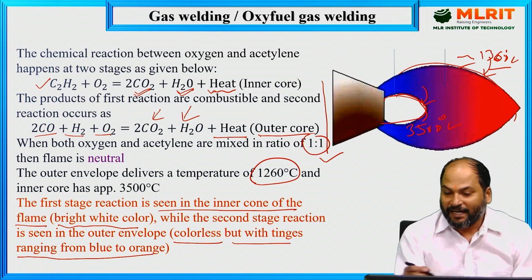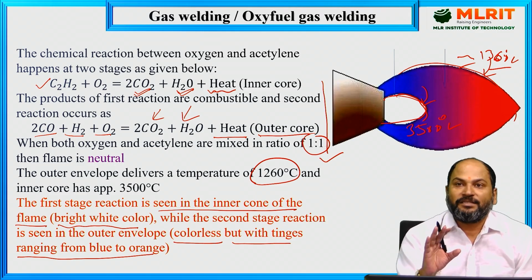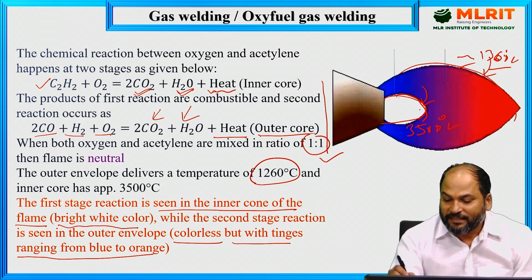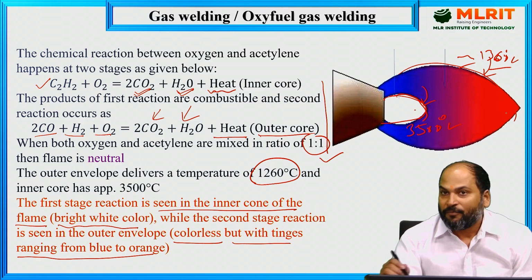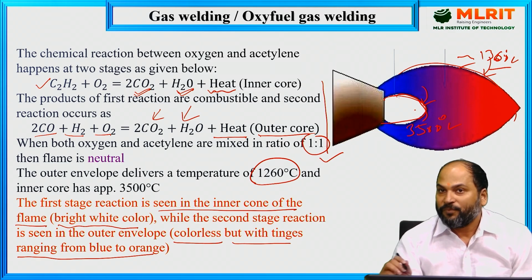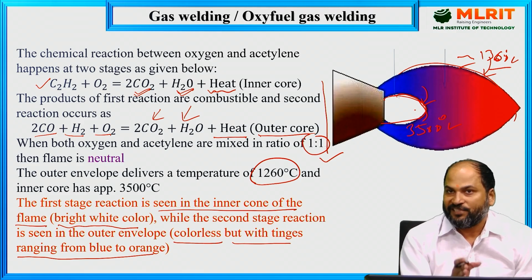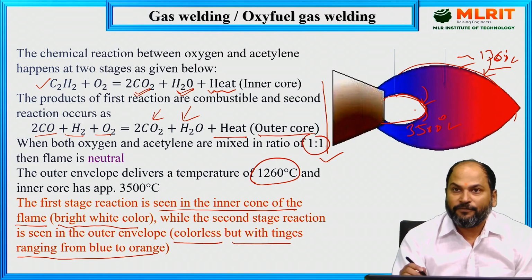Depending upon that, three different flames are being generated, and accordingly, this inner core reaction will be the same, but the temperature will be different because of the different volumes of acetylene and the different volume of oxygen. So these three flames are being generated.